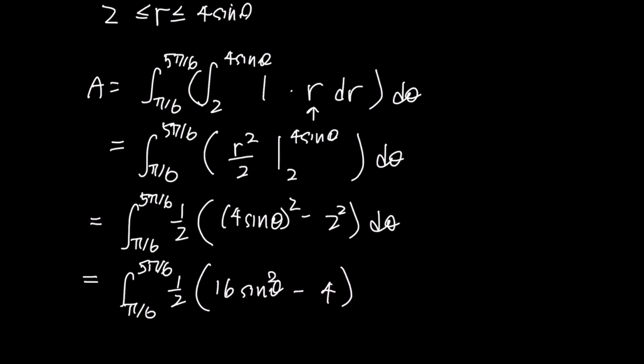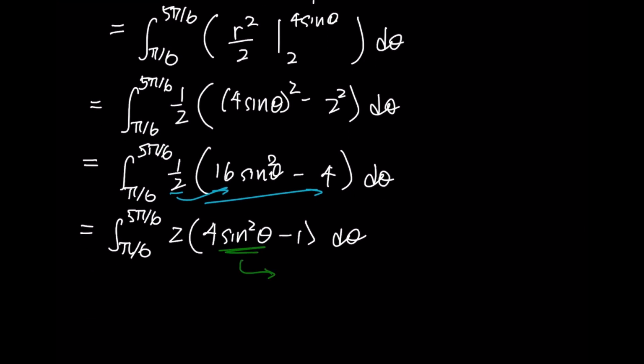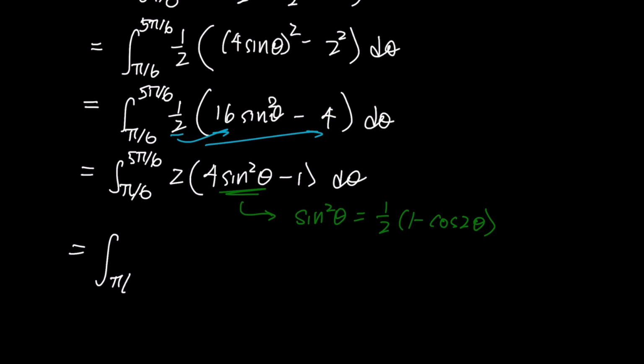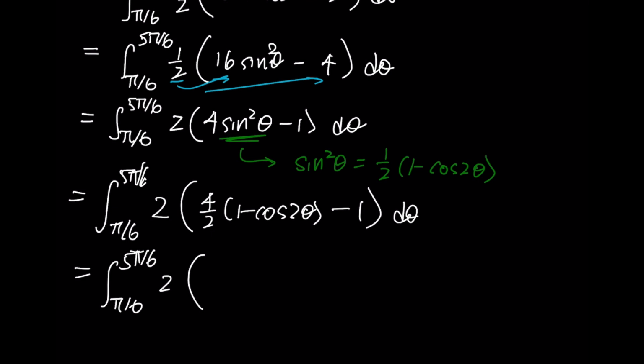This factor of a half can be brought inside to simplify all these results. After we go through the simplification, there will be a common factor of 2, and I'll be left with 4 sine squared theta minus 1 d theta. There's a trig identity that allows us to integrate this. Sine squared theta is a half of 1 minus cosine 2 theta. I can simplify everything as follows. I'll get that factor of 2 out front. I'll now have 4 over 2 times (1 minus cos 2 theta), subtract a 1. This will give me a 2. I'll get 2 minus 2 cos 2 theta, subtract 1.